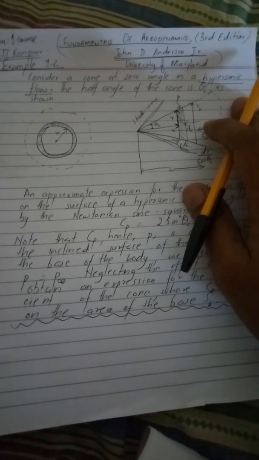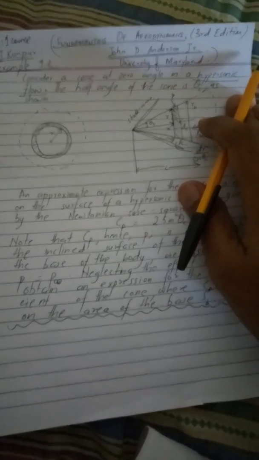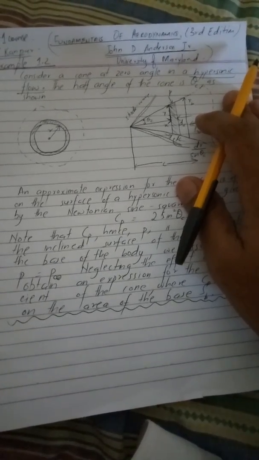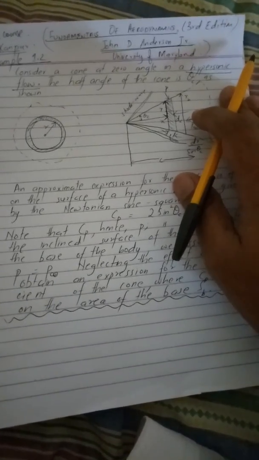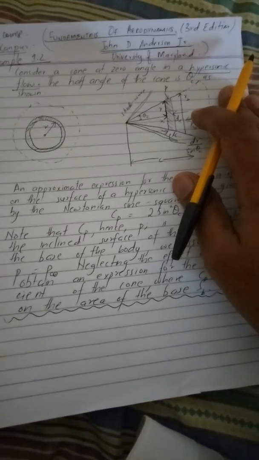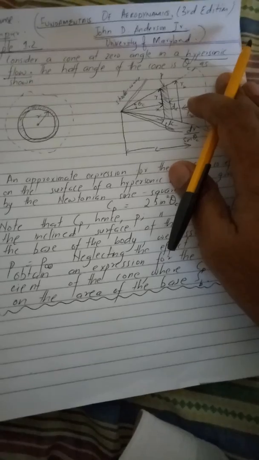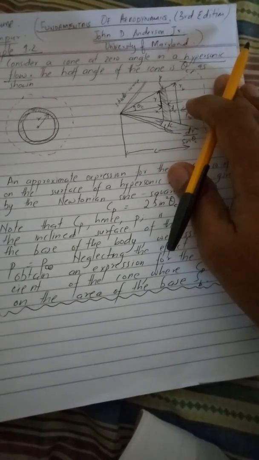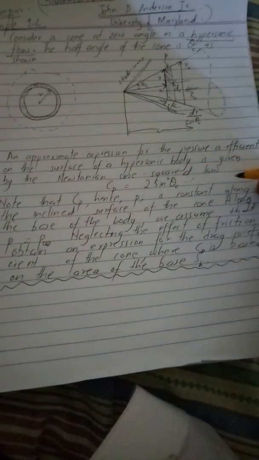I'm going to first read out the example, and I'm going to solve it later on. It's of two parts, and I'm going to solve the equation which is the basis of this numerical or problem. The whole video is just to solve the first numerical, and later on we're going to solve this equation, which is the Newtonian sine squared law.